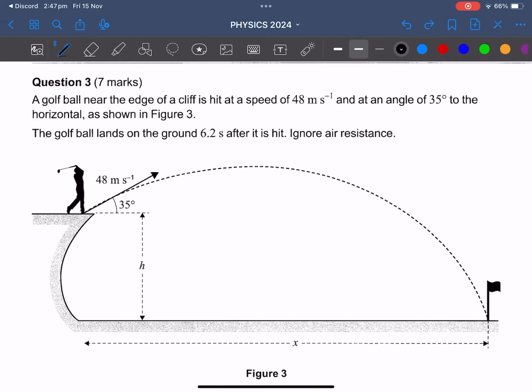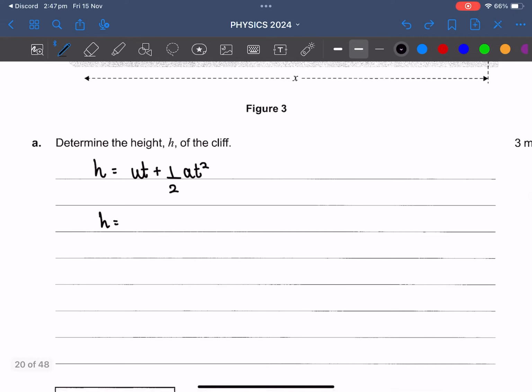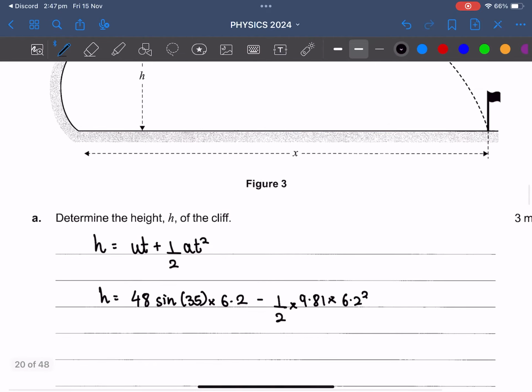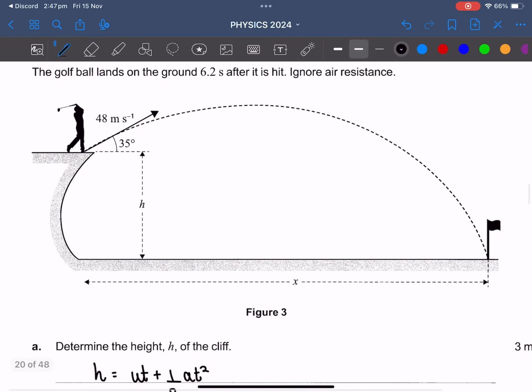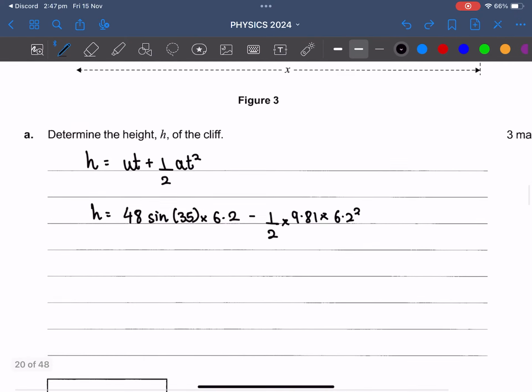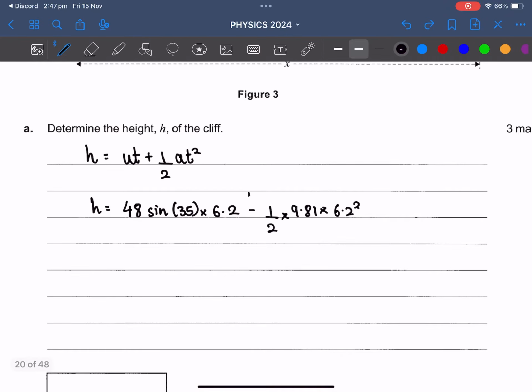So that would basically be 48 sine of 35. Our time is already given, so times 6.2, and then substitute the gravity in, so minus half times 9.81 times t squared, so 6.2 squared. Now the reason why this becomes minus all of a sudden is because I have defined up and right as positive, and since gravity is acting downwards, we have to say that g is negative, making this a negative.